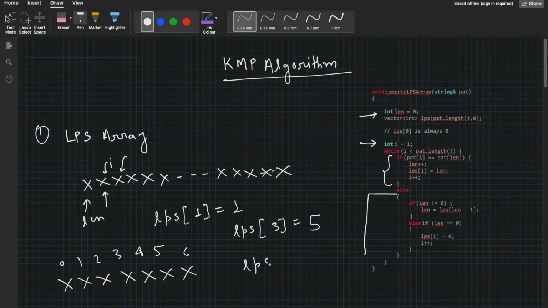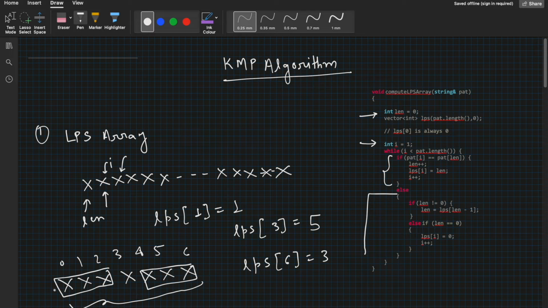So if I say LPS of 6 is 3, that means from the beginning of the string, if I take the first 3 characters, they are going to be equal to the last 3 characters ending at index 6. So these characters are going to be equal. This is what the values in LPS tell us, right? So what LPS is, longest proper prefix, which is also a suffix. So if we just look at this string, these first 3 characters form the prefix and these last 3 characters form the suffix. So this is a prefix which is also a suffix. That's what the values in LPS tell, right?